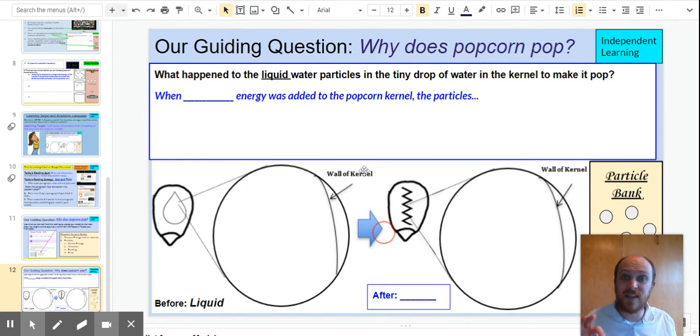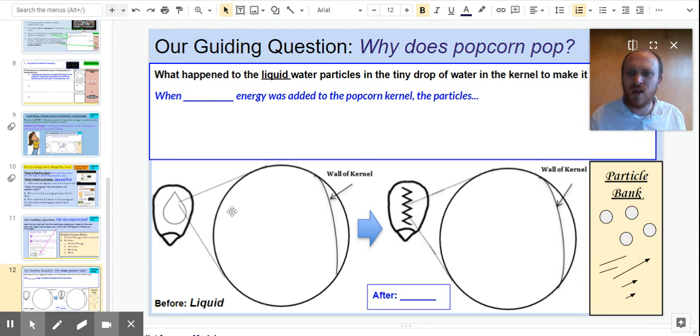Then, if it's easier for you to write, start writing. If it's easier for you to draw, start drawing. I'm going to drag my face up here again. So here, there's liquid particles. When you start, we're modeling the liquid particles inside the kernel. Here's the wall of the kernel. This way you can show pressure by maybe particles bouncing off of this if you want to.